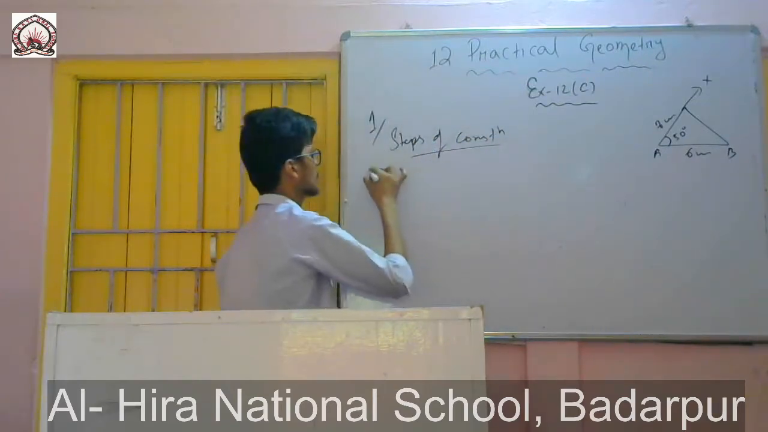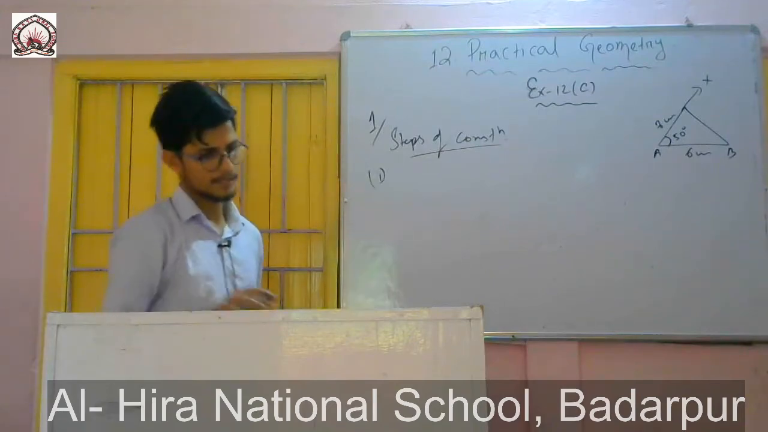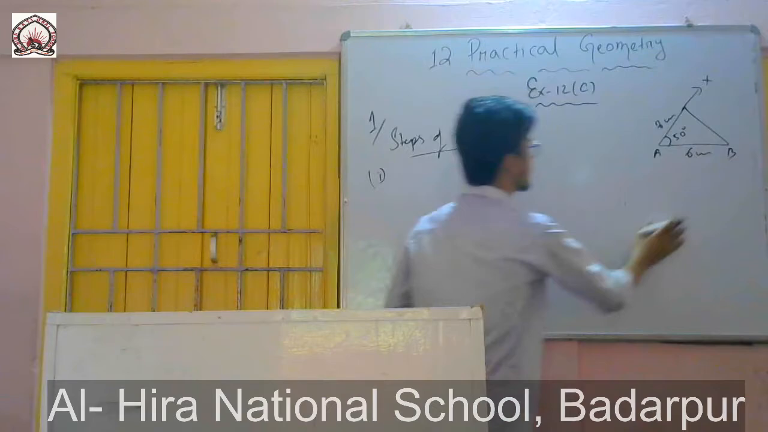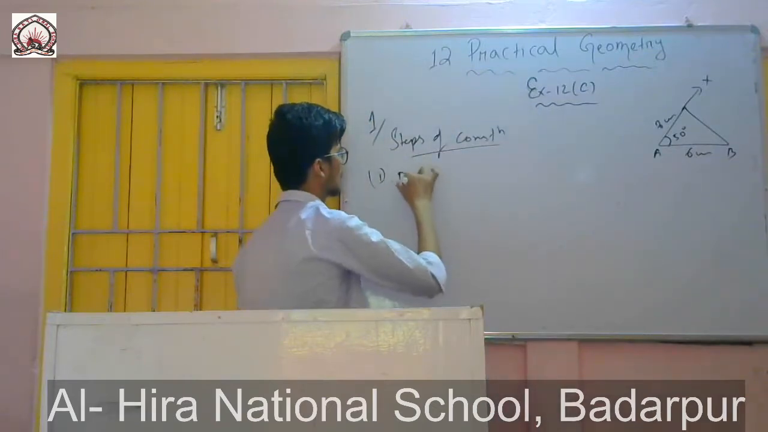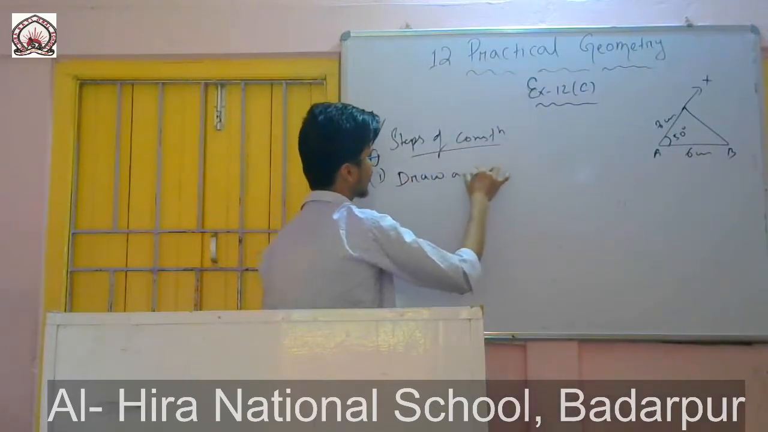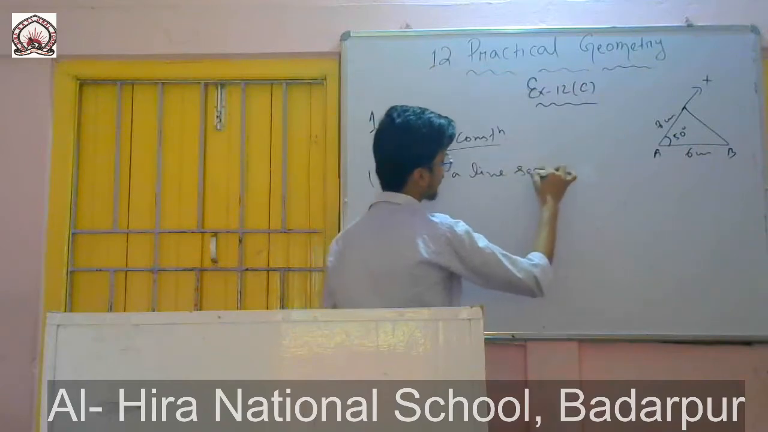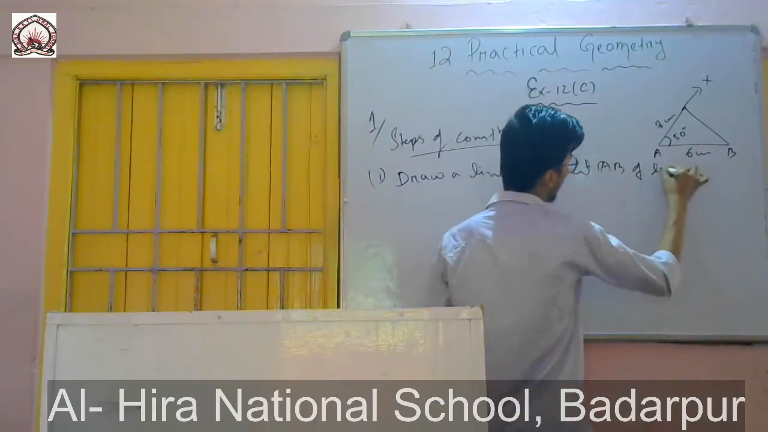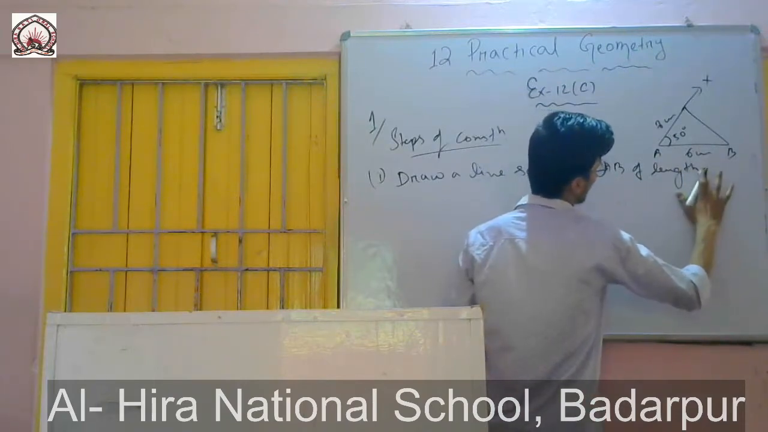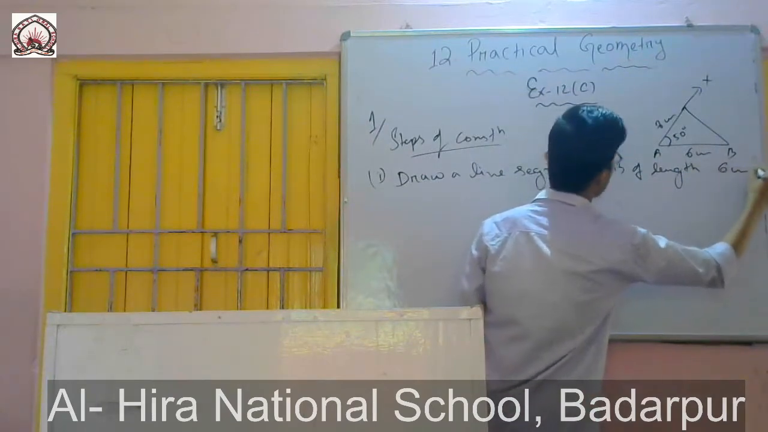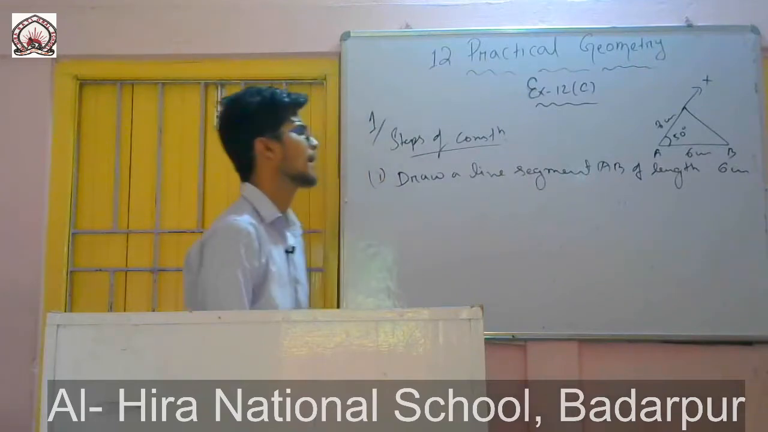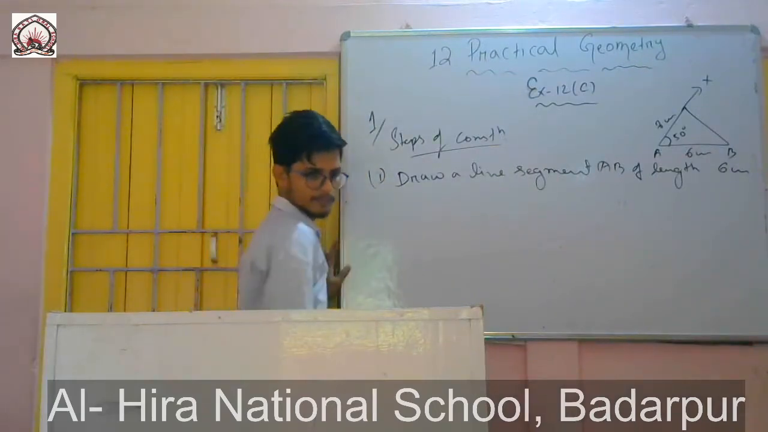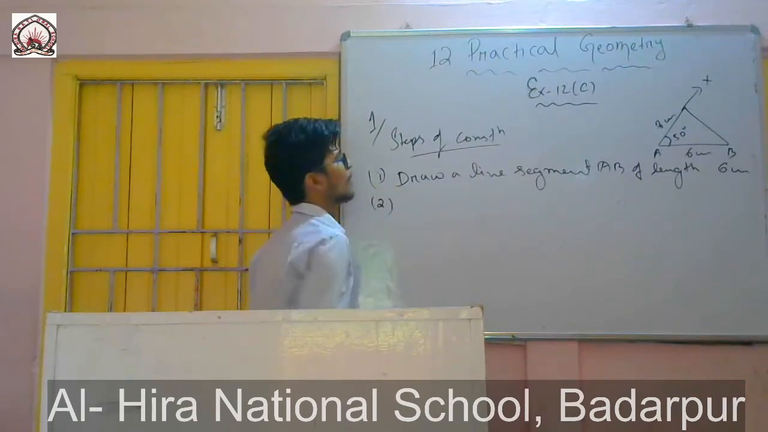Steps of construction. So first step, it is draw a line segment like earlier. First of all what we did, we draw a line segment AB of length 6 centimeters. So first point will be: draw a line segment AB of length 6 centimeter.